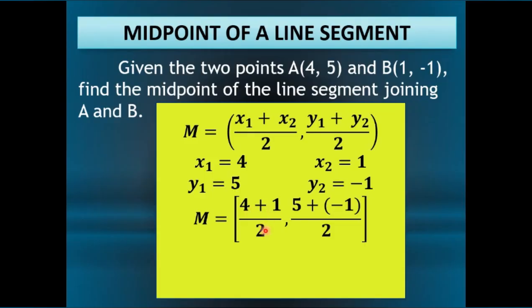4 plus 1 is equal to 5 divided by 2, or that is 5 over 2. And 5 plus -1 is positive 4 over 2 is equal to 2. So the coordinates of the midpoint will be 5 over 2, 2.